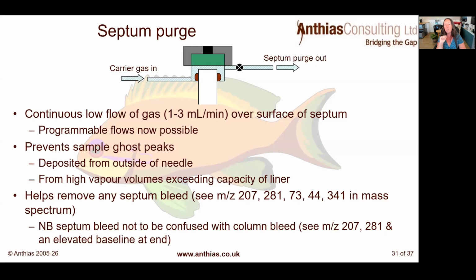So septum purge is important. What it does is flush the underside of the septum, and then that can take away any septum bleed and any of that sample, as long as it's turned on and is flowing at the correct flow rate. I have been known though to take 2 weeks just to choose the type of septum to make sure I'm using the right material to reduce the amount of bleed, because some solvents will really eat away at different septum materials.